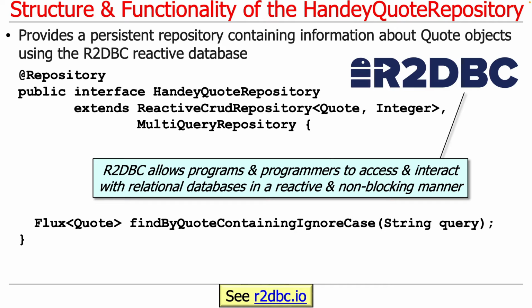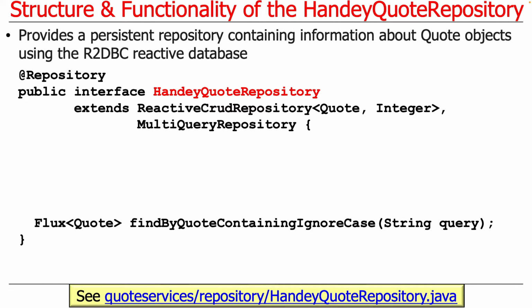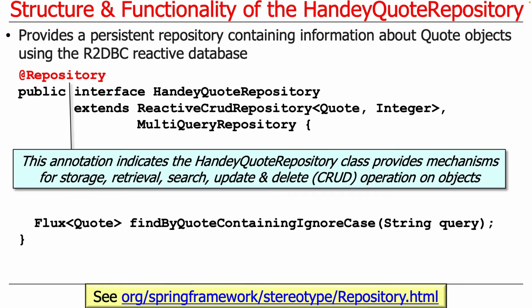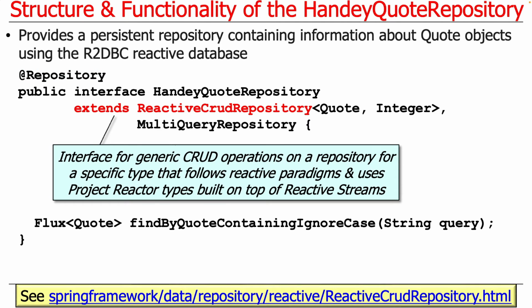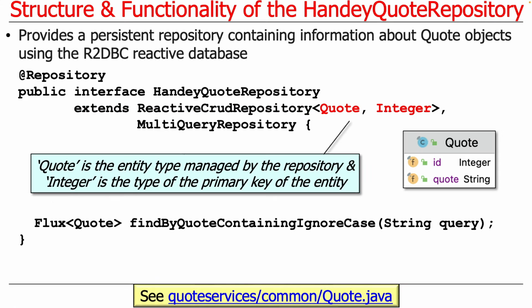R2DBC allows programs and programmers to access and interact with relational databases in a reactive and non-blocking manner. Super cool. Not quite as mature in some ways as JPA, but very cool. Here's the interface. It's a repository, so we can do the CRUD operations on it, most importantly, querying. We extend the reactive CRUD repository, which comes out of the box, and this allows you to use Project Reactor types with reactive streams and asynchronous database access.